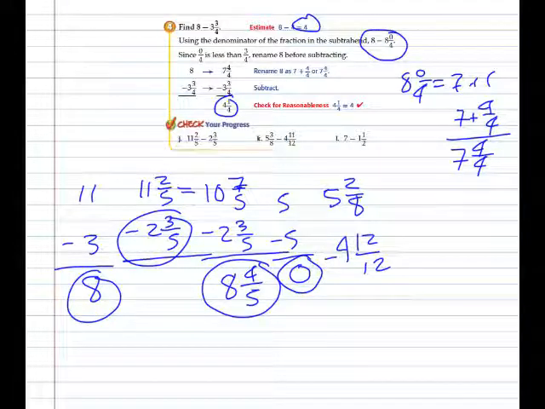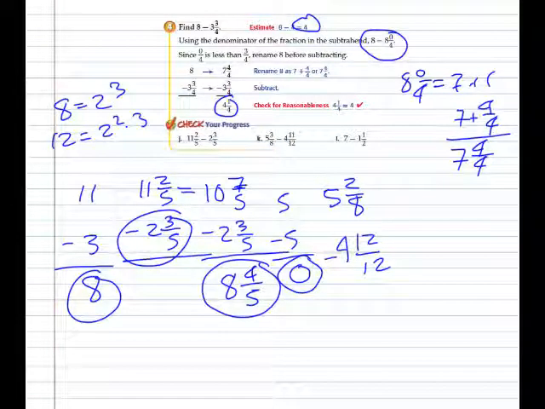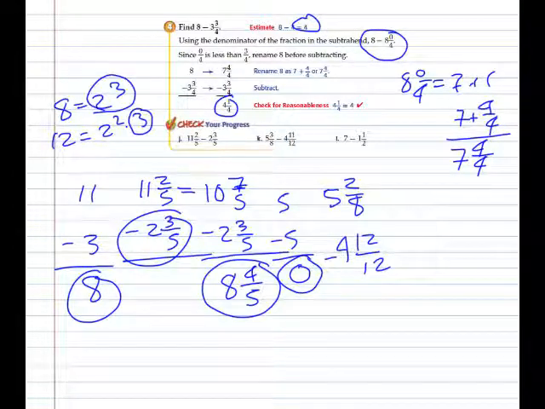My common denominator of 8 and 12. 8 is 2 to the 3rd. I'm going to write that over here. 12 is 2 squared times 3. So I've got to use these 3 2's and this 3. 2 to the 3rd is 8 times 3 is 24. So my least common denominator is 24. 5 and 3/8 becomes 5 and 9/24.